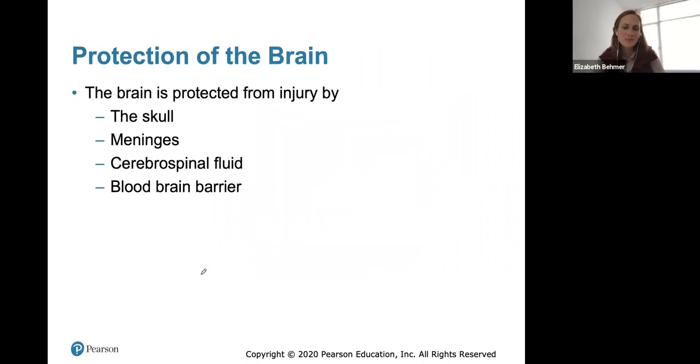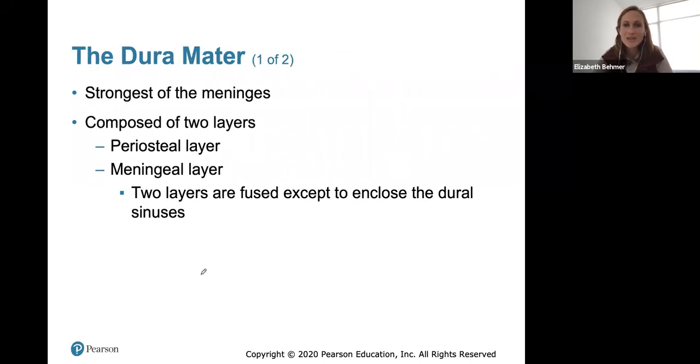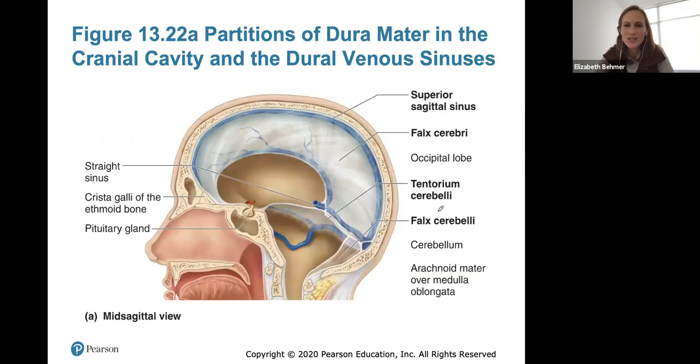The brain is protected by the skull, meninges, cerebrospinal fluid, and the blood-brain barrier. The meninges cover and protect the central nervous system, and they enclose and protect the vessels that supply the central nervous system. They contain cerebrospinal fluid. The dura mater is the strongest of the meninges. It's composed of 2 layers. So here you should know the meninges around the brain. The dura mater is number 1, then the arachnoid mater, and then the pia mater. Understanding these meningeal layers that protect the brain is very important. So I'll let you guys look over this.